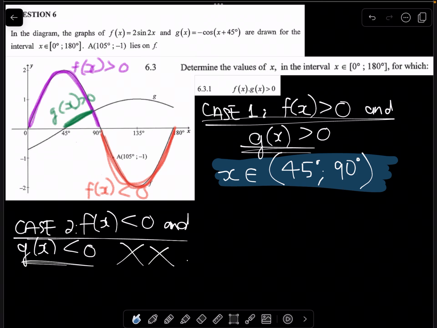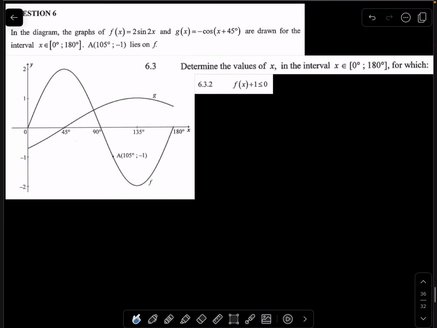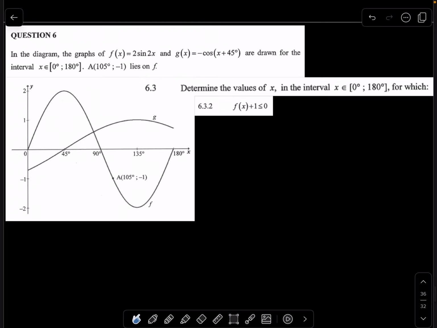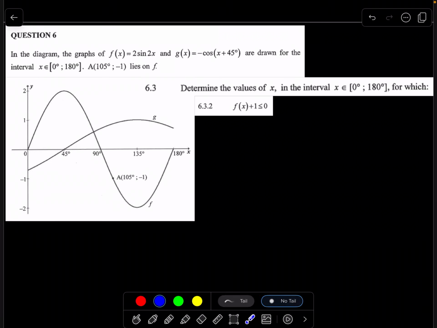Okay, double check with the memo. Yep, awesome. All right, and then the next question asks us to determine the values of x in this interval, so x between 0 and 180, for which f of x plus 1 is not greater than, so smaller than or equal to 0, so negative or 0.